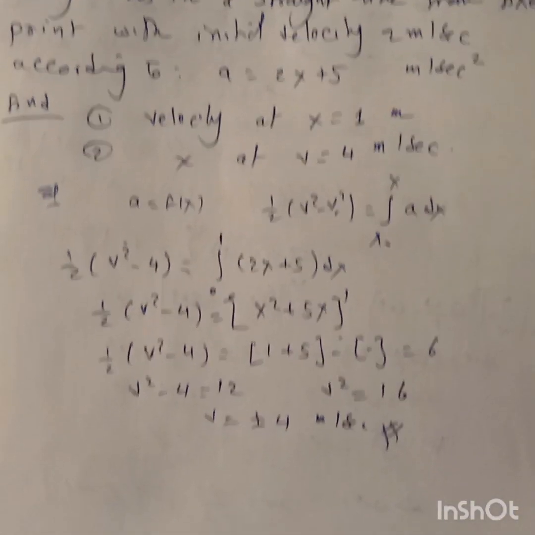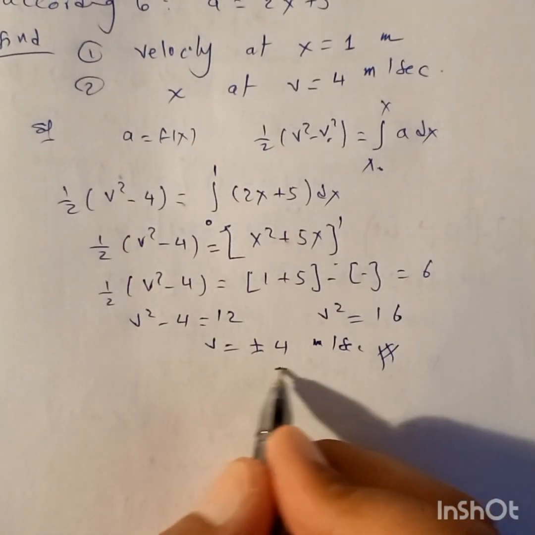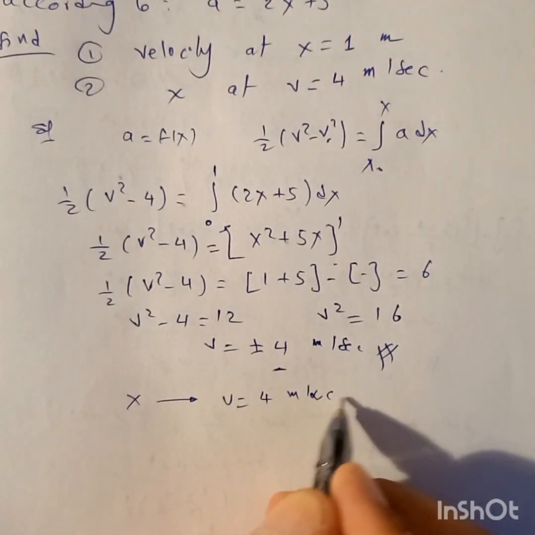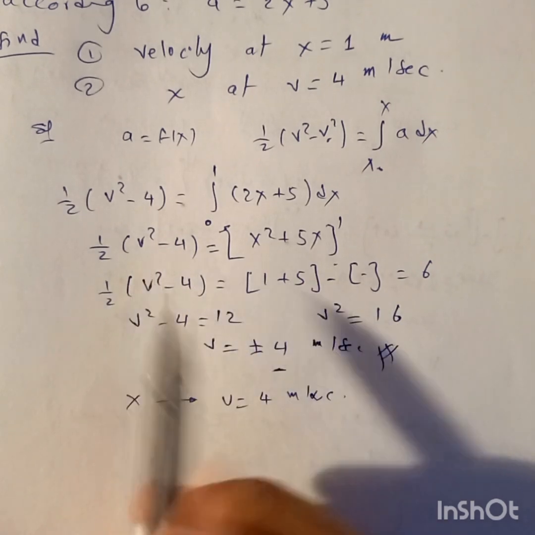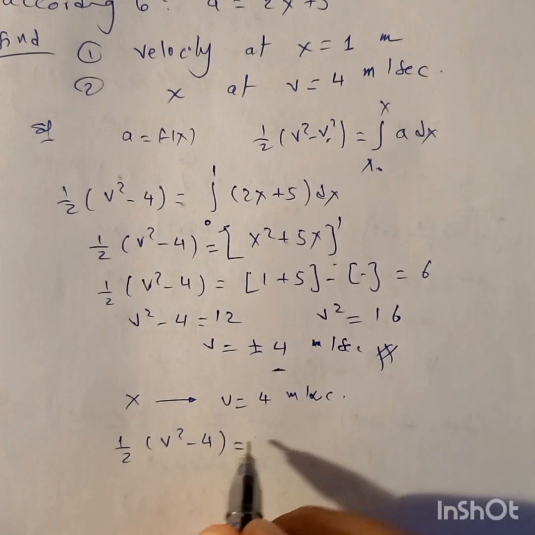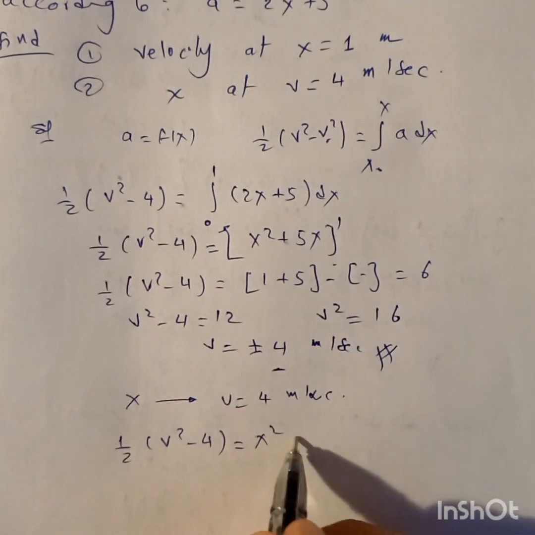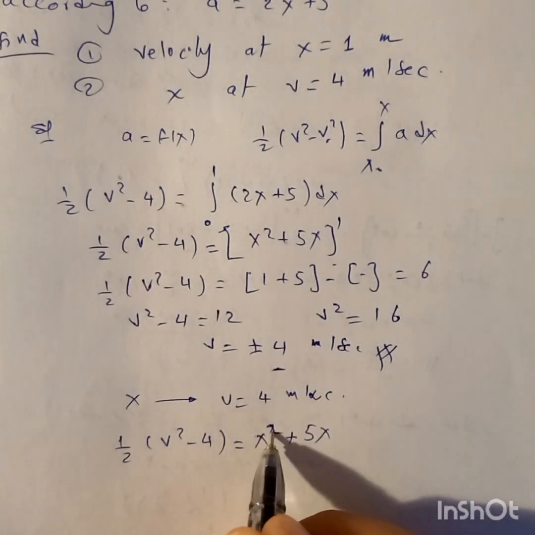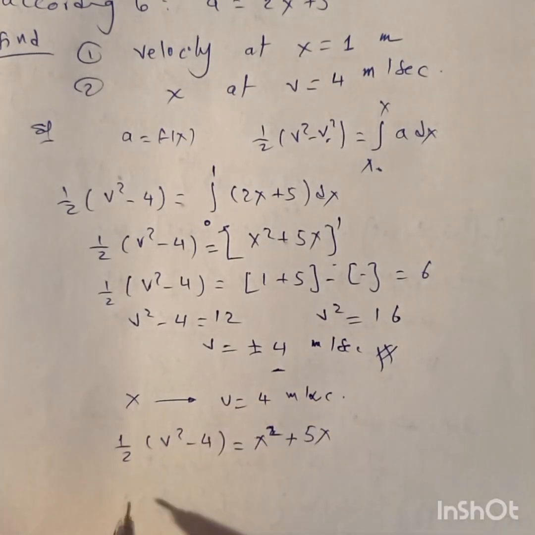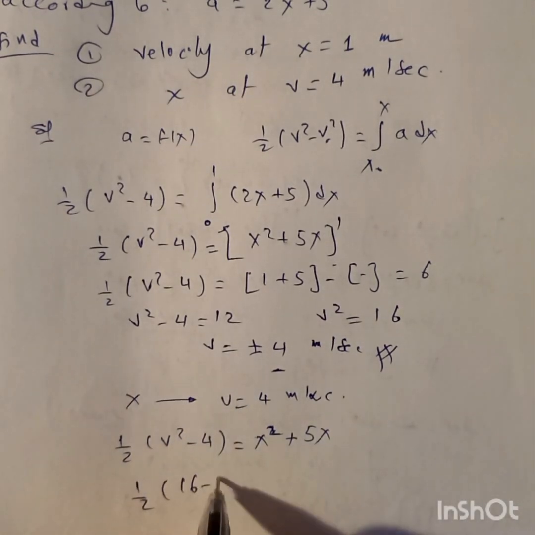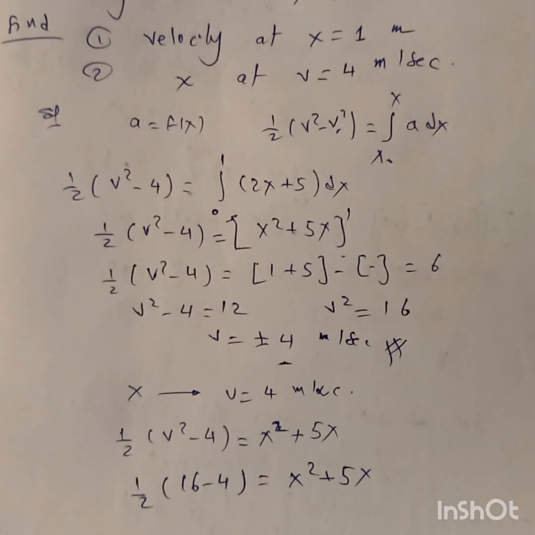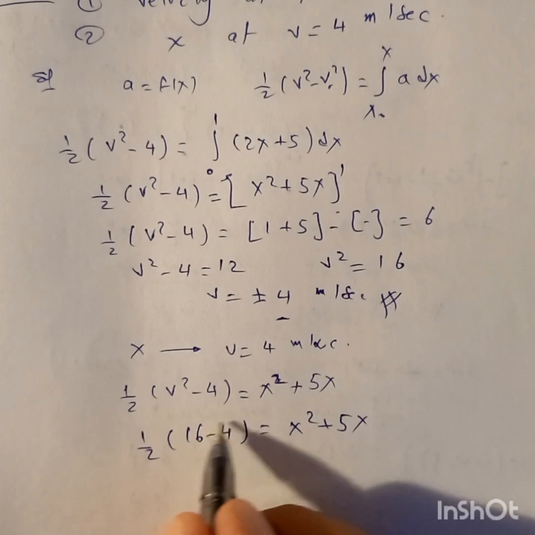Now it's required to find x at v equals 4 meter per second. We have this relation: half v squared minus 4 equals x squared plus 5x. This is the main relation between v and x. Now we can substitute v equals 4. Then we have half of 16 minus 4 equals x squared plus 5x, which gives 6.